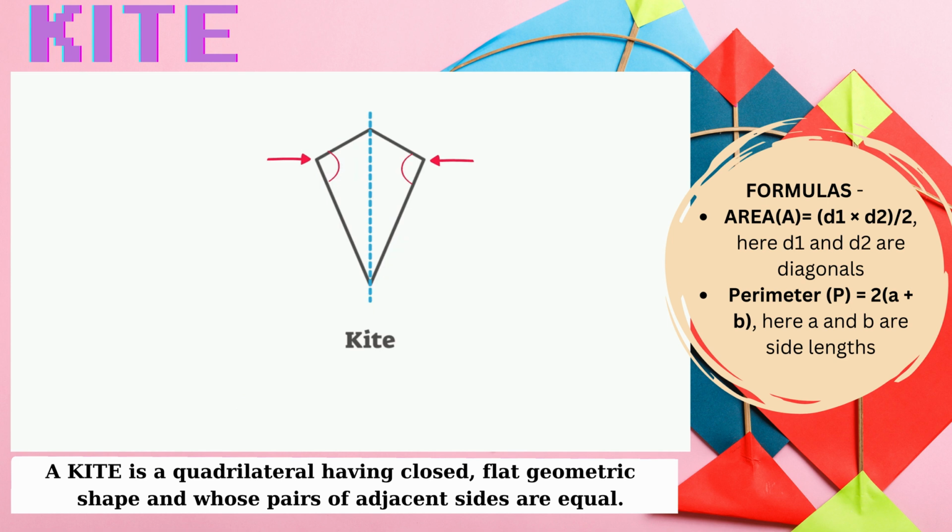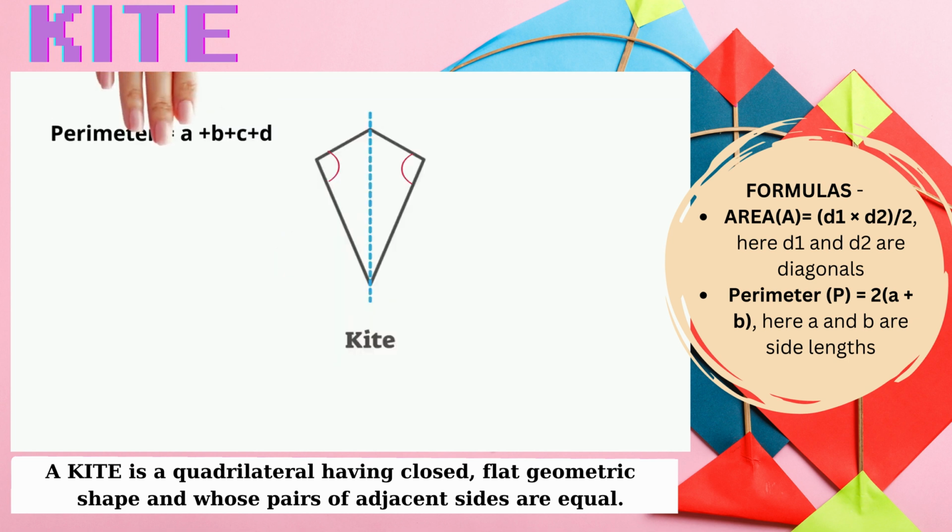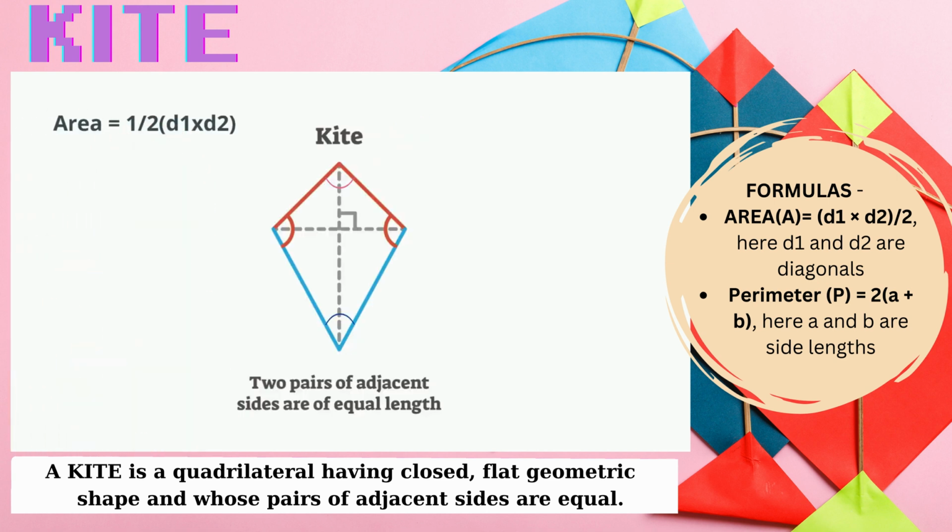If you look at the diagonals, the longer diagonal cuts the shorter diagonal in half. The diagonals of a kite are perpendicular to one another, which results in the diagonal creating right angles. The longer diagonal is also an angle bisector to the top and bottom angles. The formula for finding the perimeter is side A plus B plus C plus D. And a formula for finding the area is 1/2 diagonal 1 times diagonal 2.